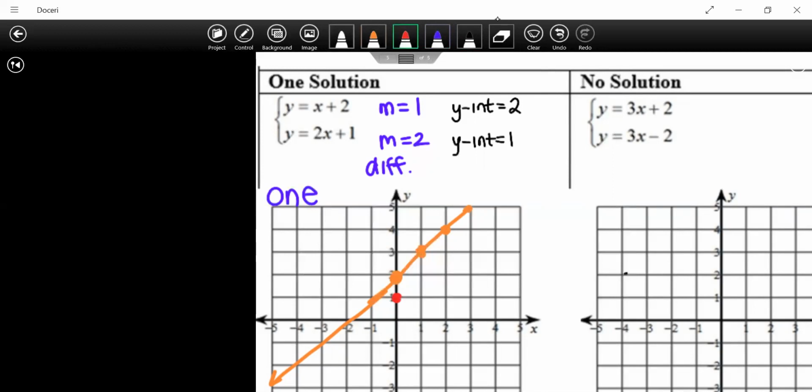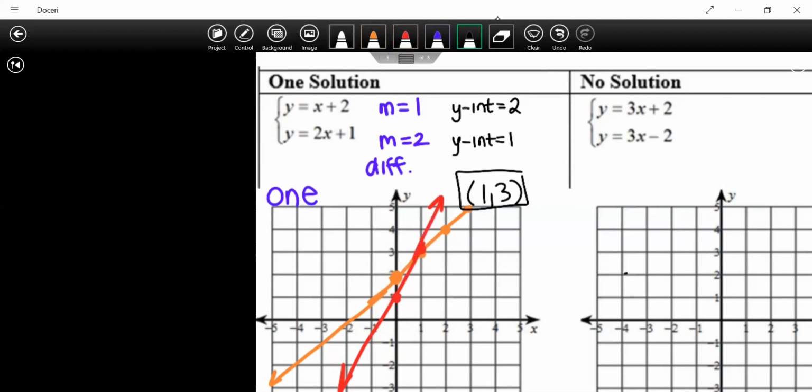Okay, here we go. I'm going to do my slope now. I'm going to go up 2 over 1. Look at that. It's actually on our point. How nice. What's my solution? (1, 3). So this one works out perfectly.